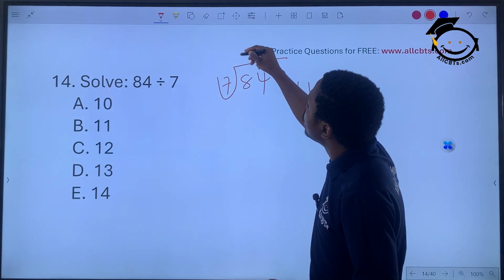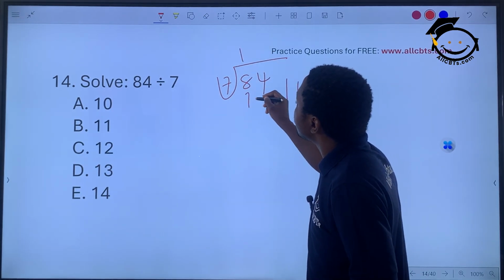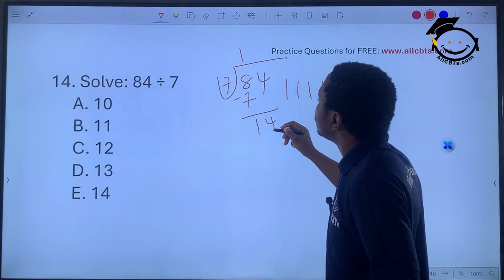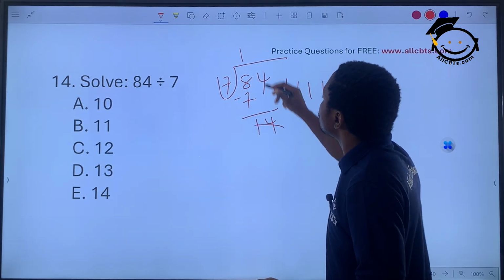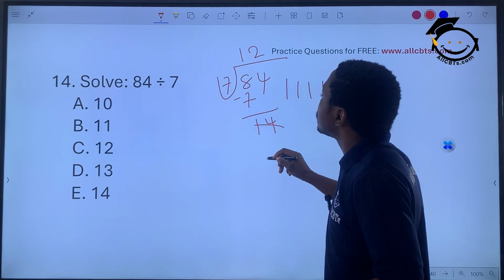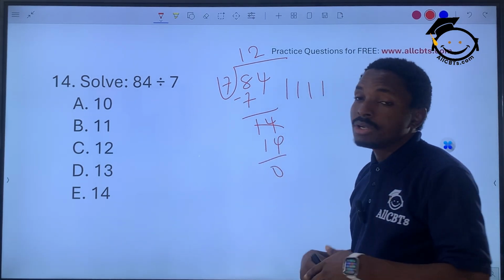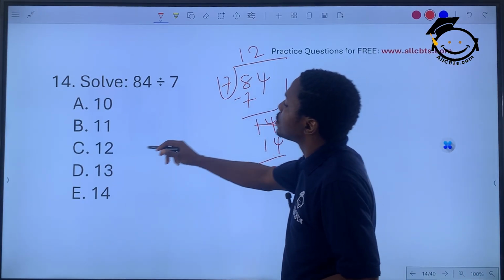7 in 8, 1. 7 times 1, 7. 8 minus 7, 1. Bring 4 down. 7 in 14, 2. 7 times 2, 14. 14 minus 14, 0. That's the end. So our answer is what? 12.